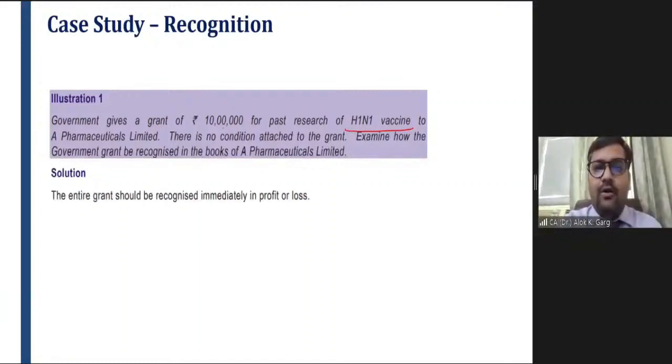So Shraddha or someone was asking, sir, if there is no condition, then whether the first condition needs to be checked. Of course, it is not to be checked. Examine how the government grant be recognized in the books of A Pharmaceutical Limited.